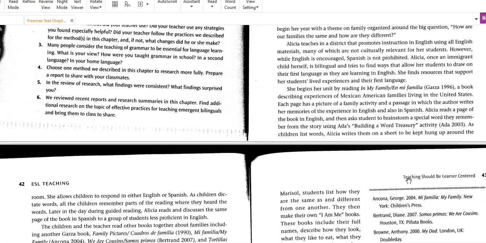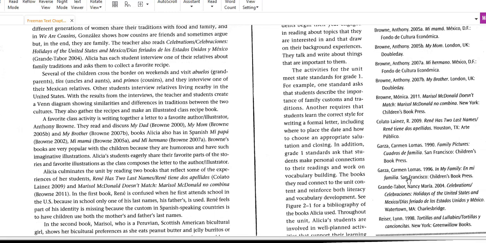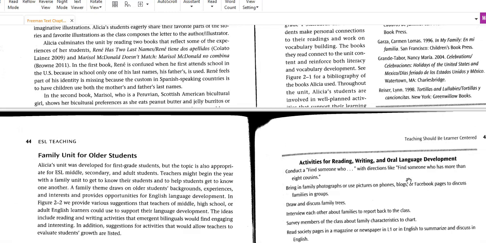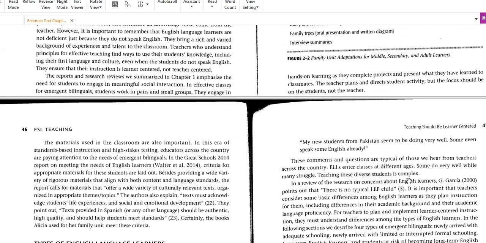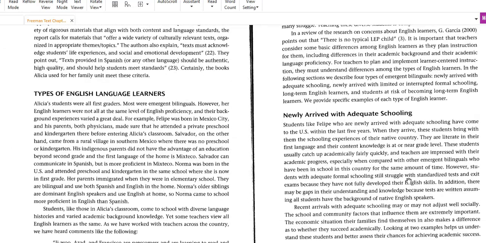So just quickly, a few key parts of this textbook chapter. It gives you an example. You can read all about that, and it tells you what learner-centered is. And then it does talk about the types of English language learners that you will see in your classroom.